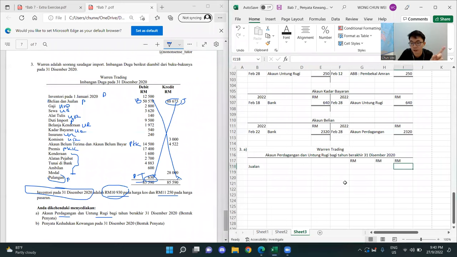So this tells that the jualan is 88,673. Then you tolak your pulangan jualan. So your pulangan jualan, you bracket because it is a minus 630. So how much do you get? Minus 630, you get 88,043. This is your jualan bersih.